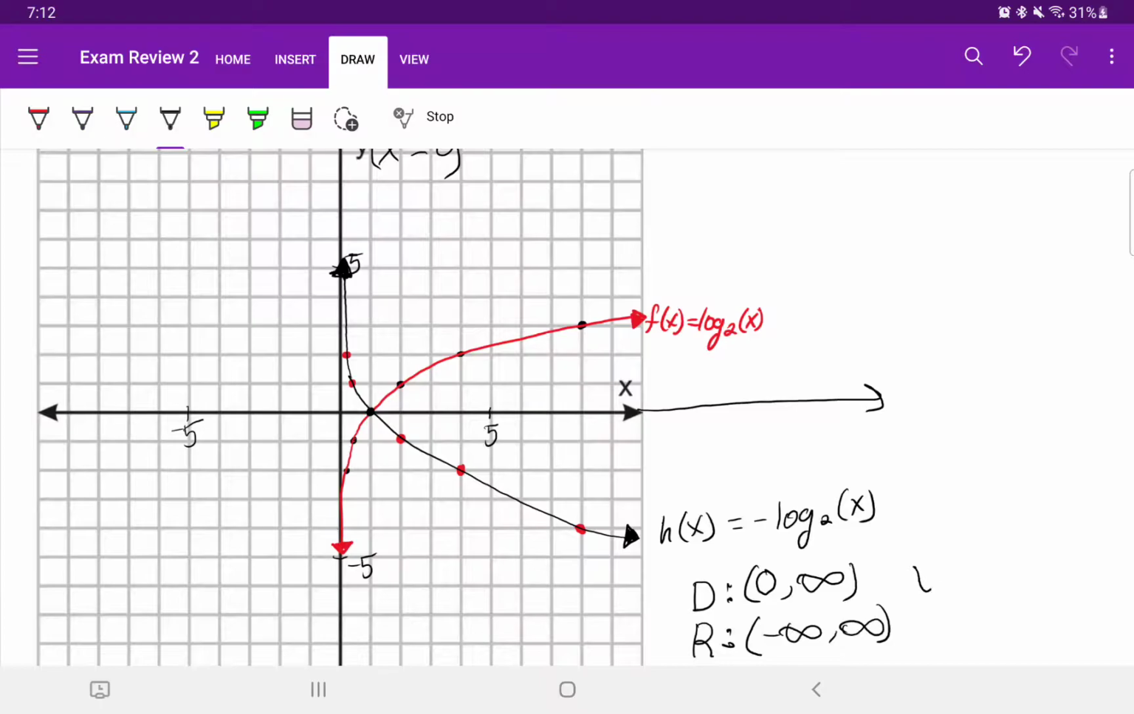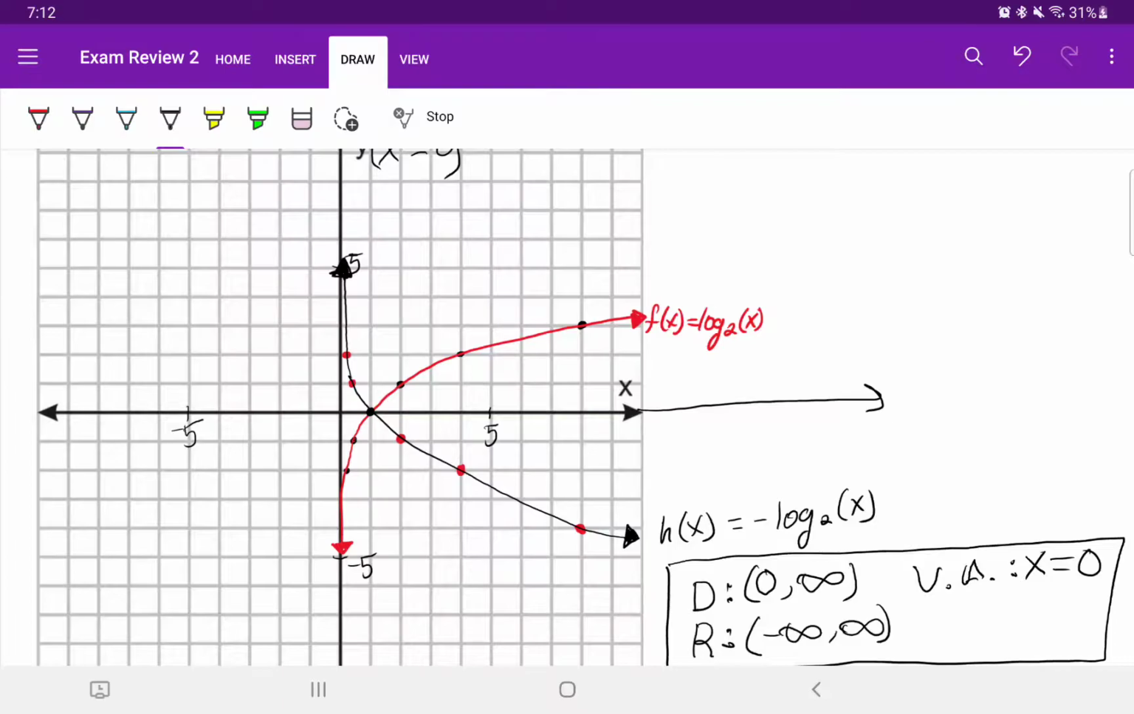The range of a logarithmic function is infinite. And last but not least, the vertical asymptote is x equals 0. Once again, the function approaches the y-axis. The y-axis has an x value of 0, the function does not touch, does not cross, thus that is going to be the vertical asymptote. And that is it. That is it to sketching your logarithmic functions.